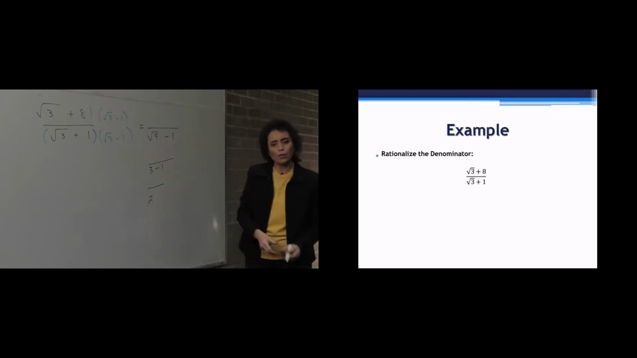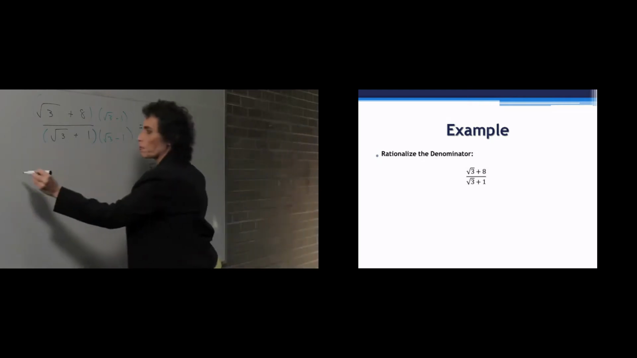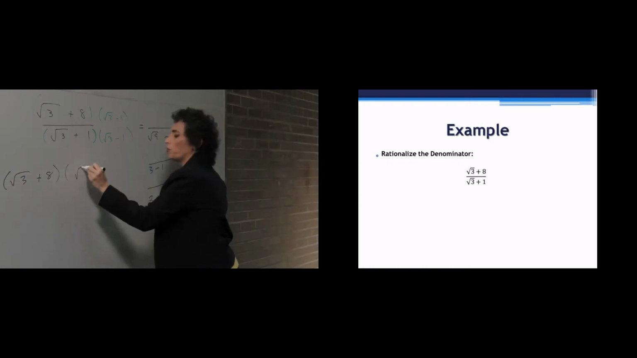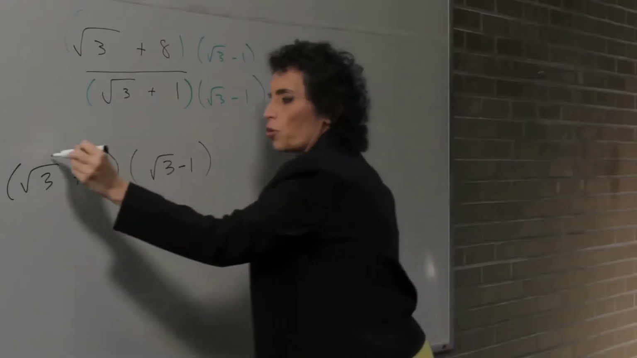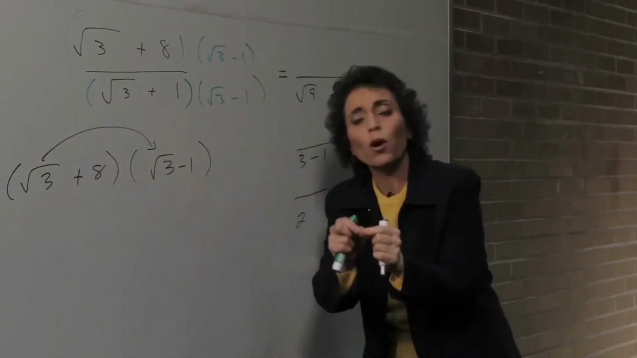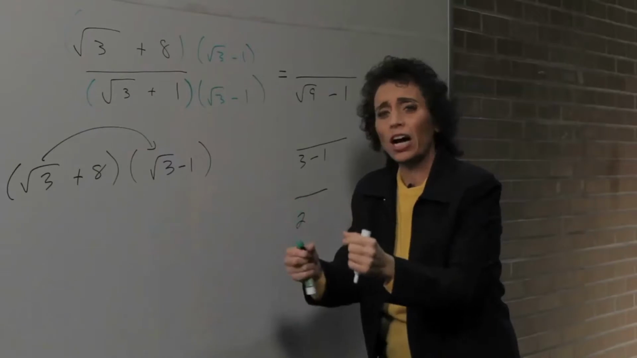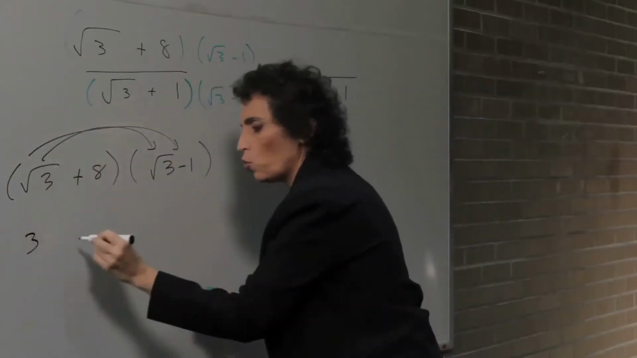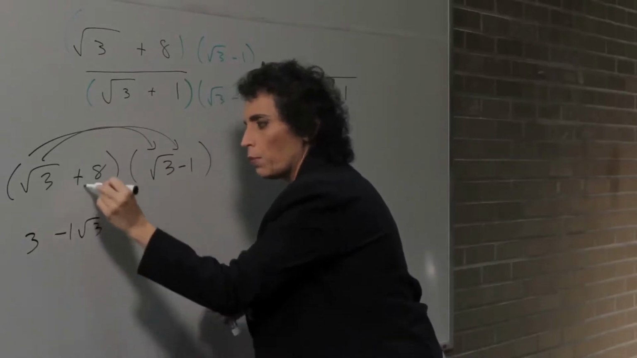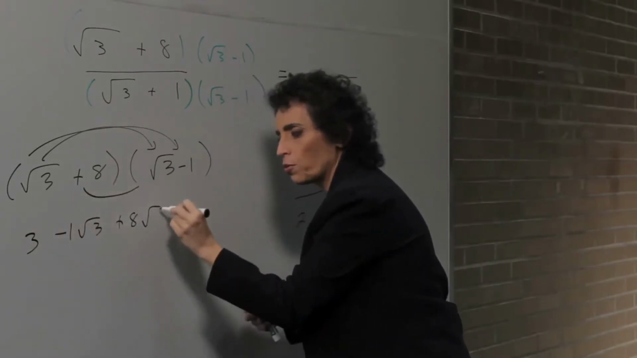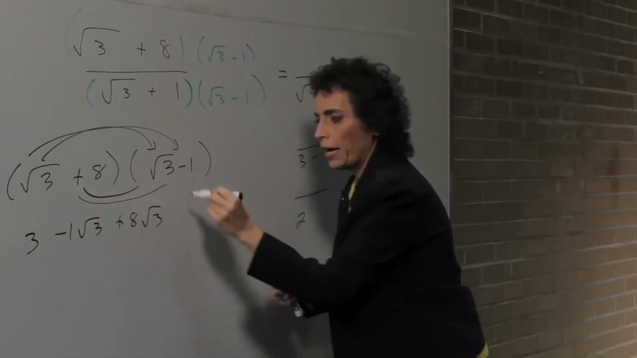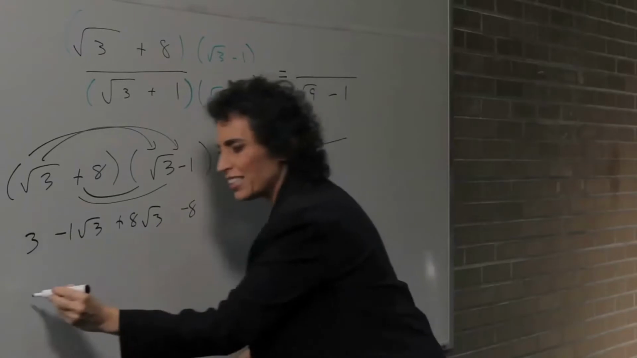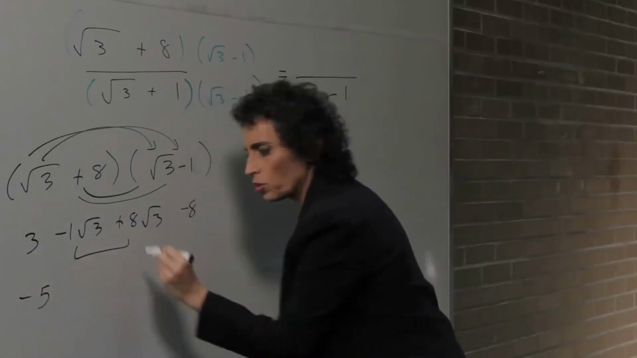Let's do the top. You ready? I'm going to have to FOIL the top, or distribute. Square root of 3 times the square root of 3 is the square root of 9, but the square root of 9 is 3. Minus 1 times the square root of 3, plus 8 times the square root of 3, minus 8. So I have 3 minus 8, which is negative 5. These are like terms.